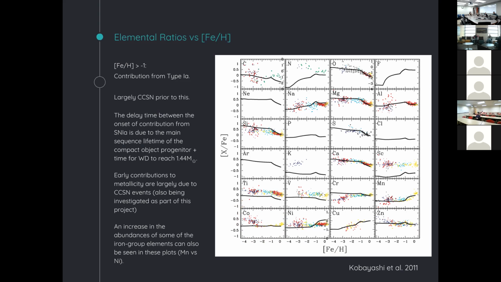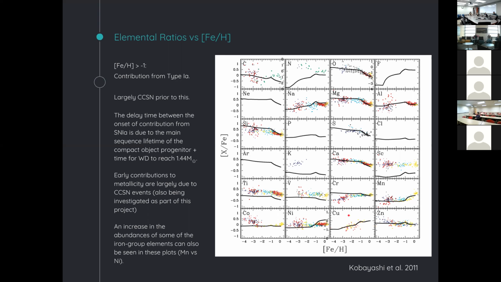The reason that this is a flat relationship here is because 2/3 of the solar metallicity, which is what we normalize to on this plot, is produced from type 1As, and it so happens that 2/3 of cobalt is also produced from type 1As. And so although it looks as though cobalt stays flat and there's no further production of it, it's just because iron production is increased in the same proportion as cobalt.